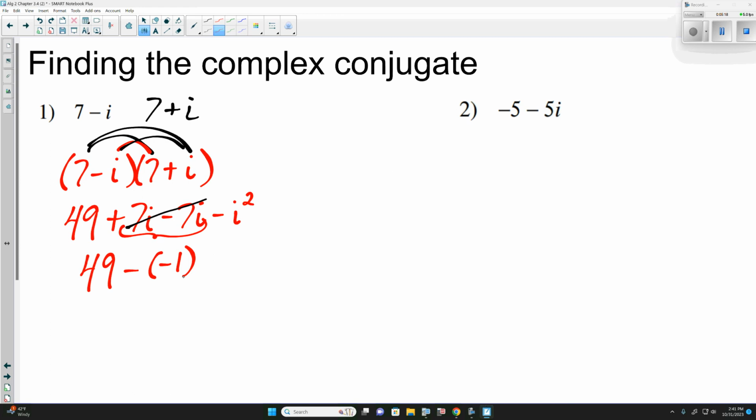Well, 49 minus negative 1 is? 50. And that's interesting because if we multiply the complex conjugates together, because we had two terms with i, we multiply them together, we get a single term that has no i in it. And that's what's interesting with complex conjugates. Now the homework is going to ask for the first part to find the complex conjugate and their product. So for this one here, we would need 7 plus i and 50.